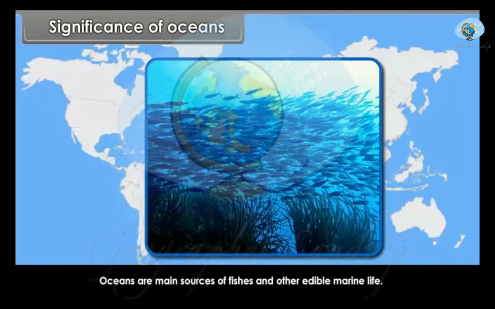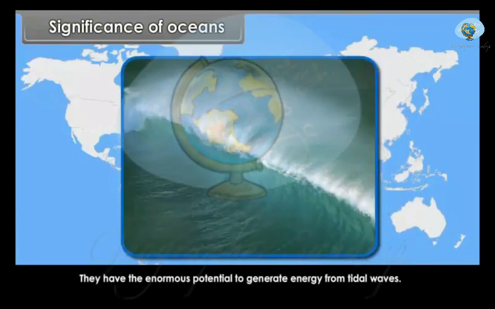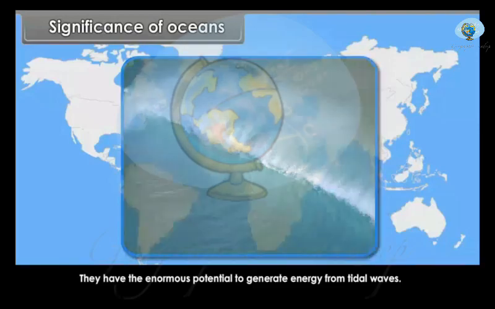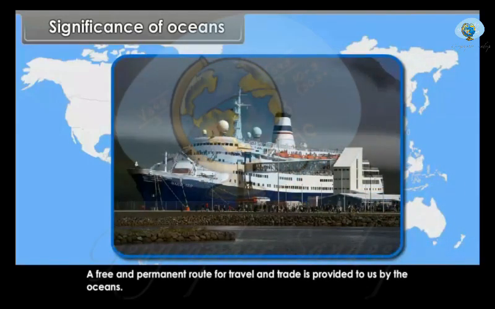Oceans are the main sources of fishes and other edible marine life. They have enormous potential to generate energy from tidal waves. A free and permanent route for travel and trade is provided to us by the oceans.